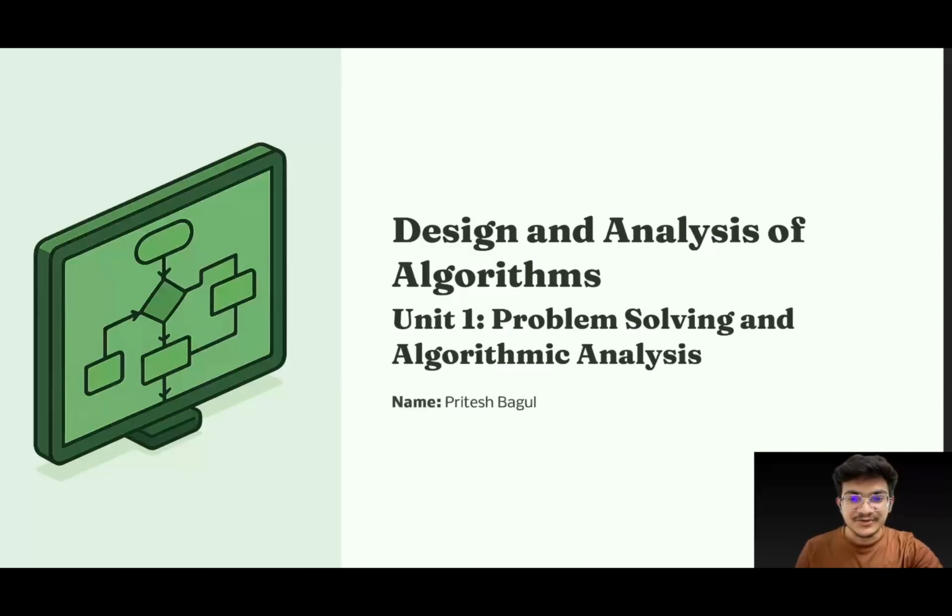So let's start with Unit 1, problem solving and algorithm analysis. In this unit, we will understand how to approach problems, design algorithms, and analyze their efficiency.